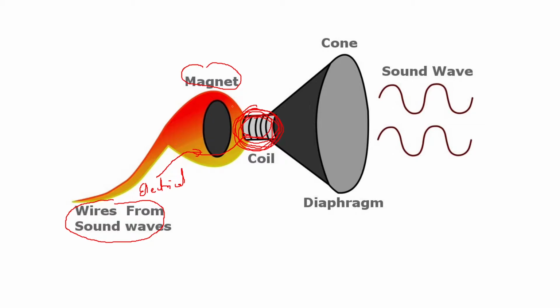That field will interact with the field of this permanent magnet, and in that interaction the coil starts vibrating, meaning it starts aligning itself, and that coil is connected to a diaphragm which will vibrate, and that will produce the sound waves as shown here, and those sound waves will be placed near the ear of the listener. This is the basic principle by which headphones work.